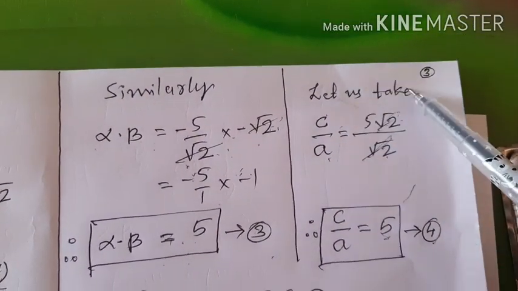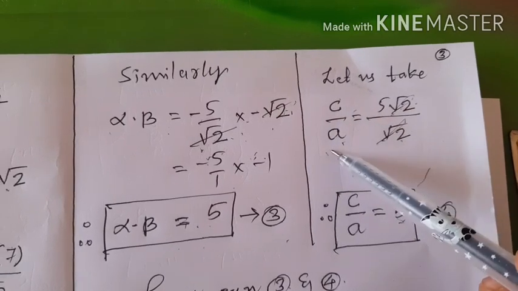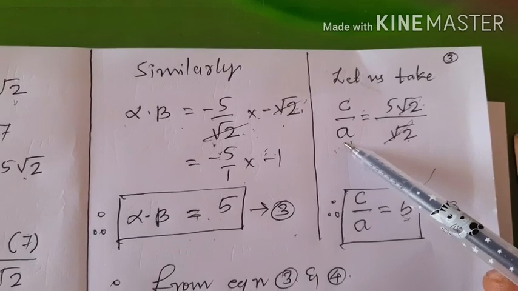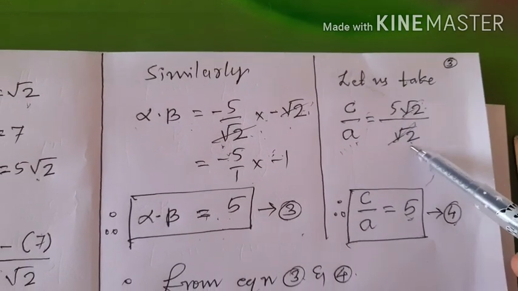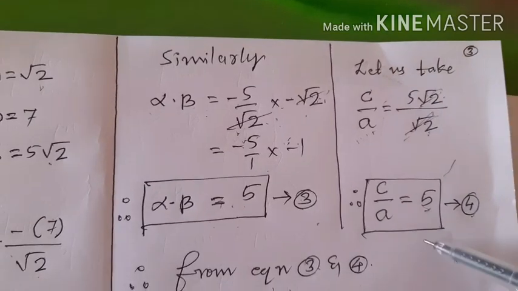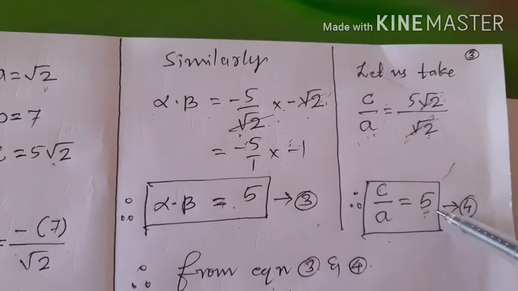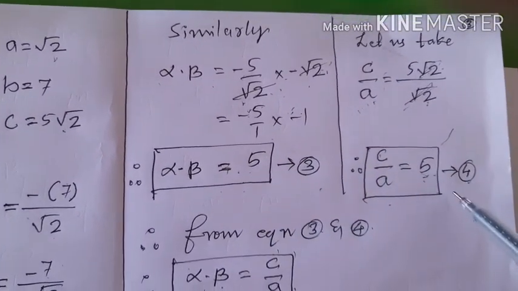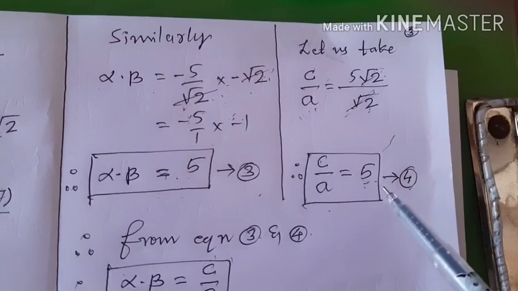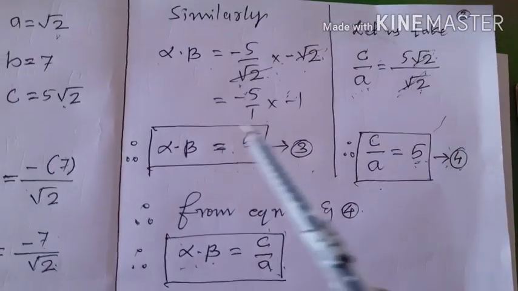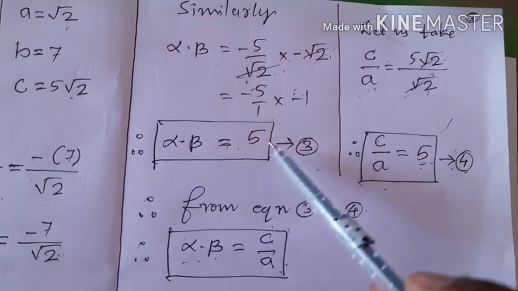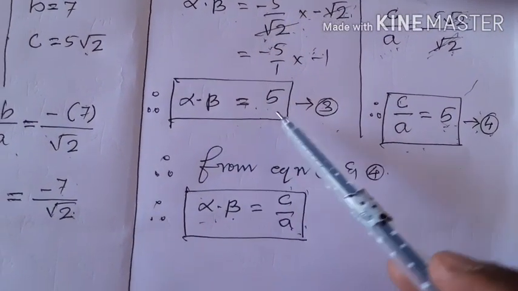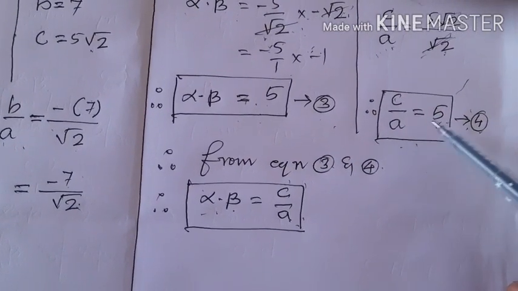Right? Now let us take c by a. c by a means the ratio between the constant term c and a is equal to 5 root 2 upon root 2. Root 2 gets cancelled, 5 remains. So c by a is equal to 5. I call this equation 4. From equation 3 and equation 4, it is clear that alpha into beta is also equal to 5, and c by a is also equal to 5. It means the product of roots is 5 and the ratio between c and a is also 5.